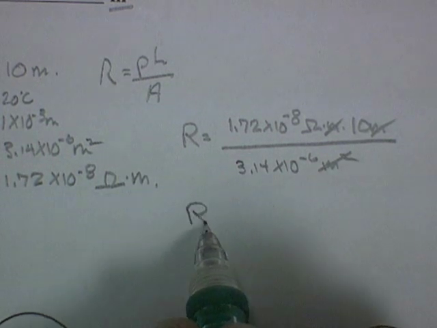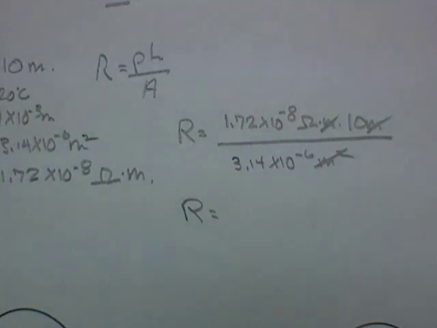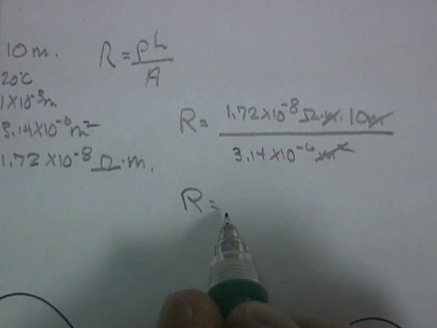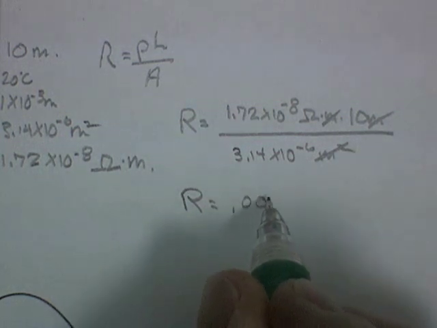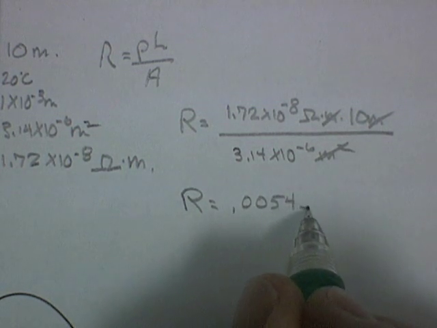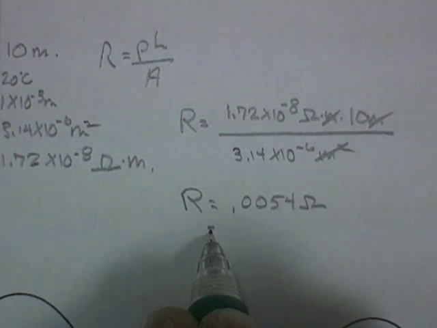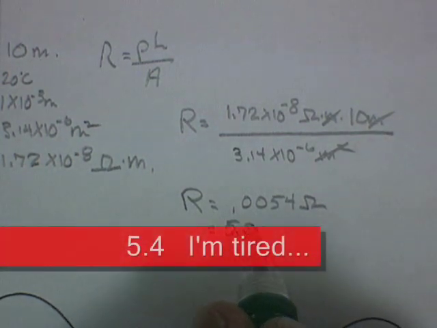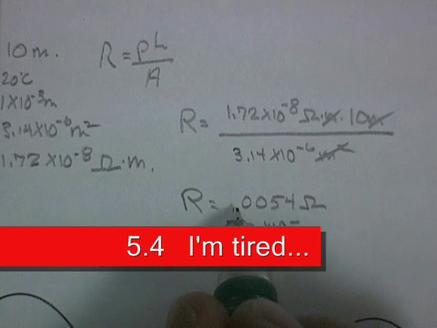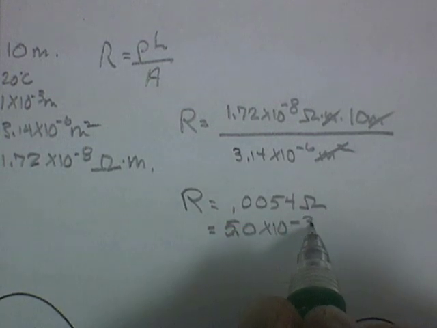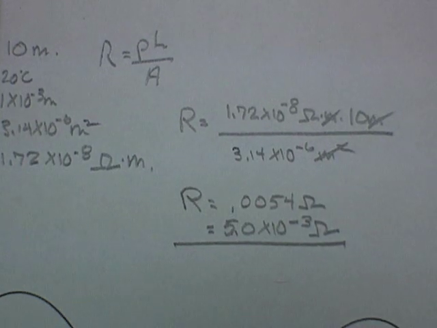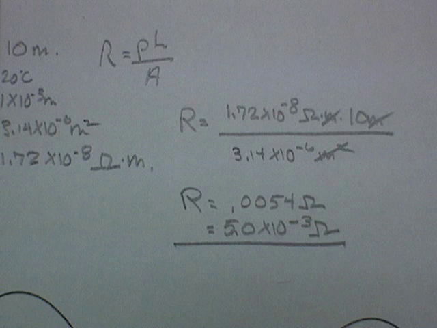So I get my calculator out. Resistance is equal to, and I'm getting 0.0054 ohms. Or I can write it as 5.4 times 10 to the negative 3 ohms. And that's about it for length of wire. Big thick wire, it has hardly any resistance.